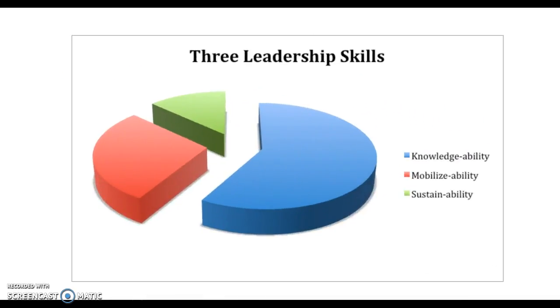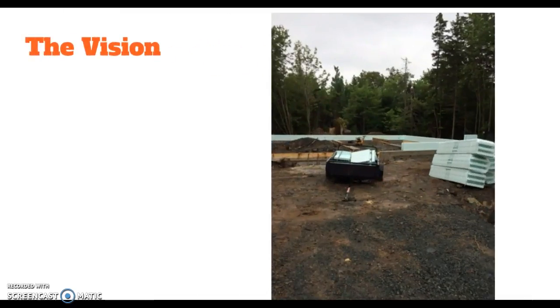Two researchers, Sherratt and Fullan, state that according to the research, educators want instructional leadership that can be clustered into three critical leadership areas. They refer to these as knowledgeability, mobilizability, and sustainability. To describe these critical leadership skills, I'd like to use the analogy of building a house.